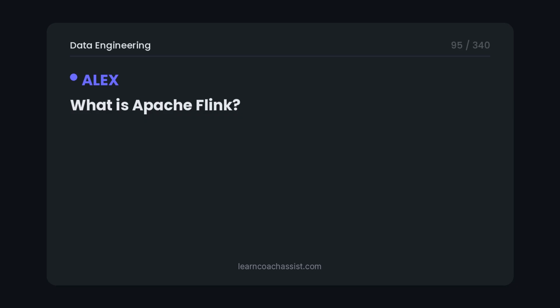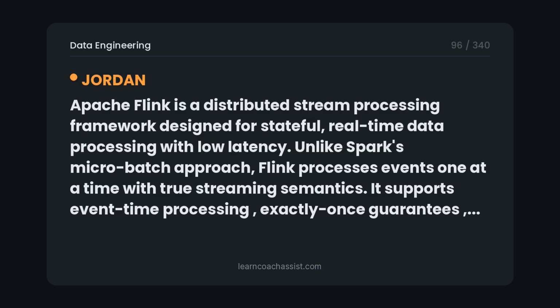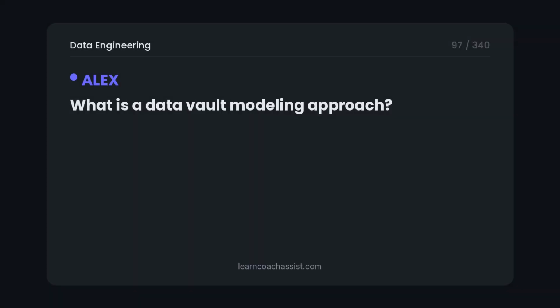What is Apache Flink? Apache Flink is a distributed stream processing framework designed for stateful, real-time data processing with low latency. Unlike Spark's microbatch approach, Flink processes events one at a time with true streaming semantics. It supports event time processing, exactly-once guarantees, and complex event processing, making it ideal for real-time analytics and event-driven applications.